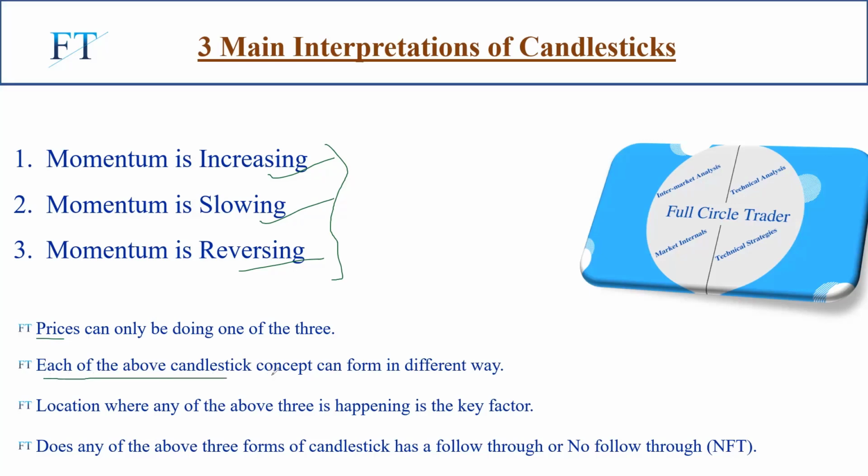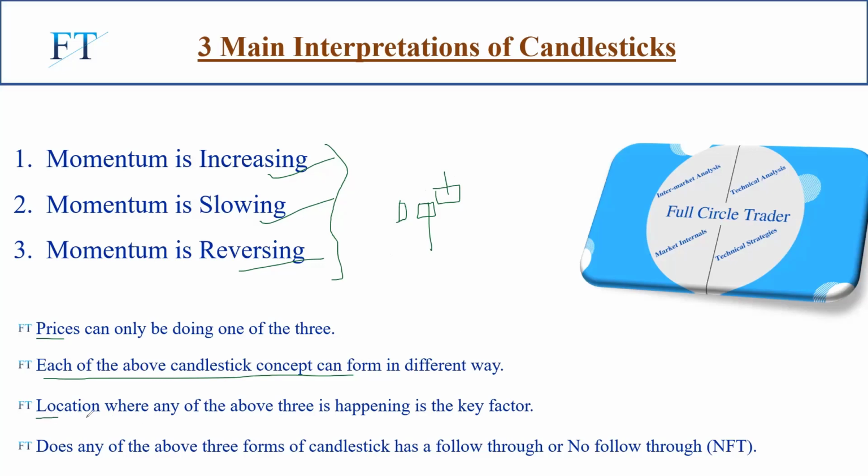Each of the above candlestick concepts can form in different ways. So as I said, a slowing momentum could come in the form of a small body bar, a narrow body bar, or it can come in the form of a bottoming tail bar or a topping tail bar. So there are different variations in which these three formations, or concepts of candlesticks, can appear at any time.